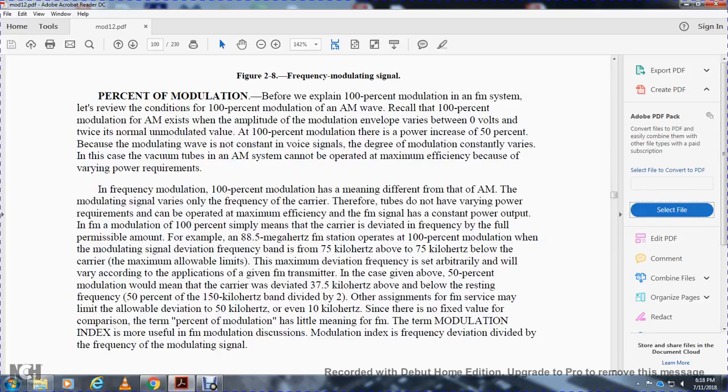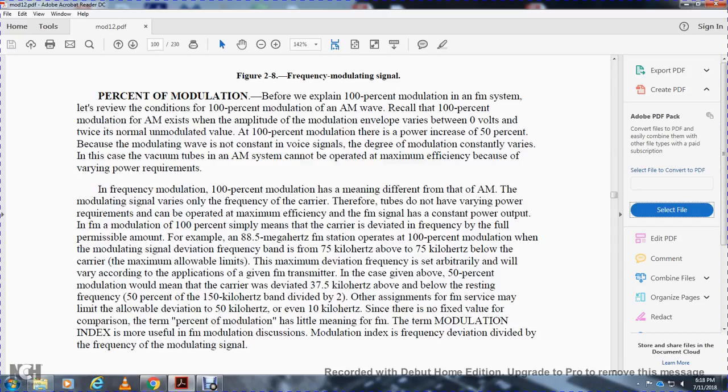For example, an 88.5 megahertz station operates at 100% modulation when the modulating signal develops a frequency deviation of 75 kilohertz above and 75 kilohertz below the carrier, the maximum allowable limit. The maximum deviation frequency of the standard will vary according to the application given to the FM transmitter. In the case given above, 50% modulation would mean that the carrier would deviate 37.5 kilohertz.